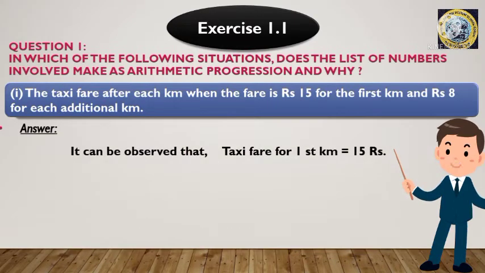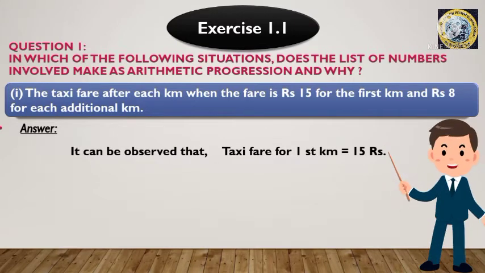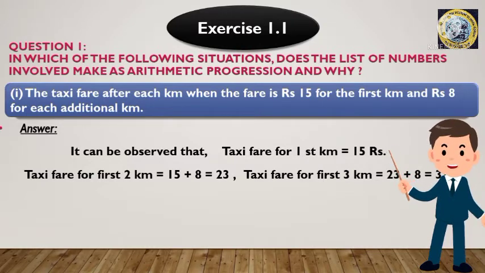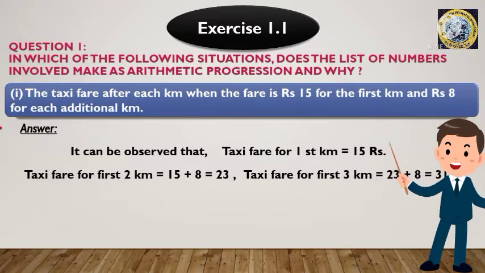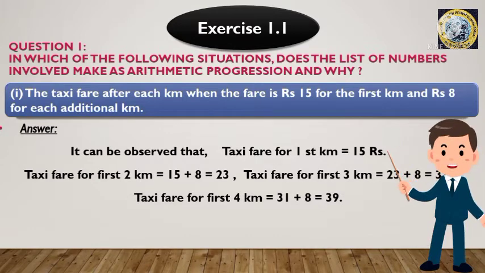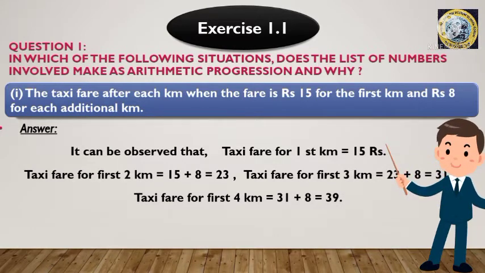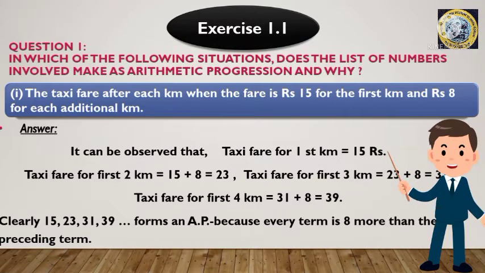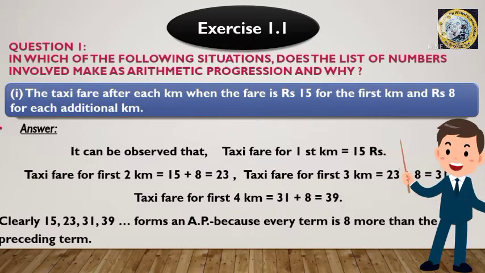It can be observed that the taxi fare for the first kilometer is 15 rupees. Taxi fare for the second kilometer is equal to 15 plus 8, which is 23 rupees, and taxi fare for the first 3 kilometers is equal to 23 plus 8, which is 31 rupees. Taxi fare for the first 4 kilometers is equal to 31 plus 8, which is 39 rupees. Clearly 15, 23, 31, 39 rupees and so on form an arithmetic progression because every term is 8 rupees more than the preceding term.